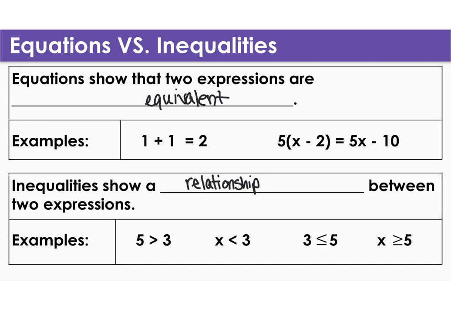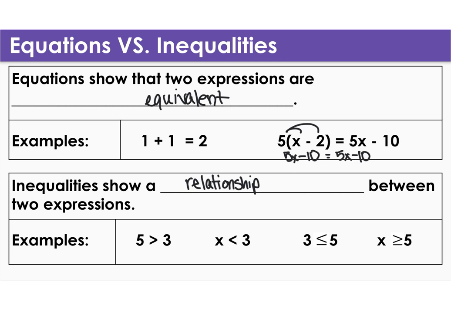Equations show that two expressions are equivalent or equal. Example, 1 plus 1 equals 2. And here, if we distribute this, we know that these are equal. 5x minus 10 equals 5x minus 10. The equal sign shows they're equivalent.